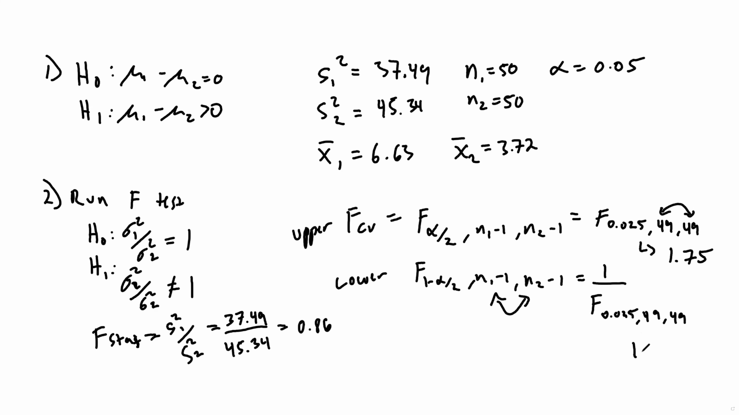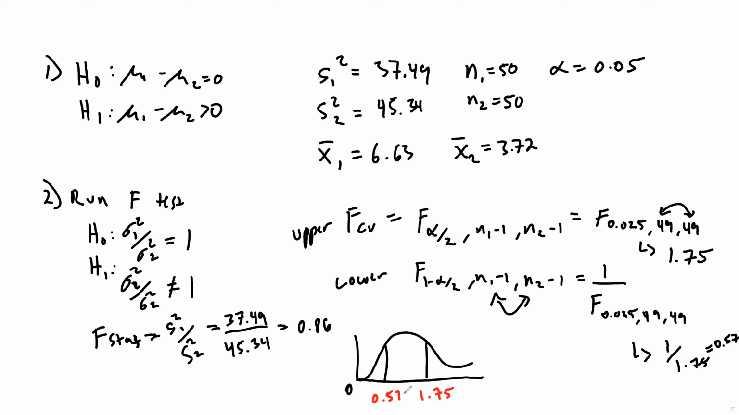Now, if we were to plug this into our other value, it's 1 over 1.75. What you get is 0.57, somewhere around there. So for your F test, remember it starts at 0 because you can't have a negative variance. You have your upper and your lower bound. So this is 1.75, and this is 0.57.